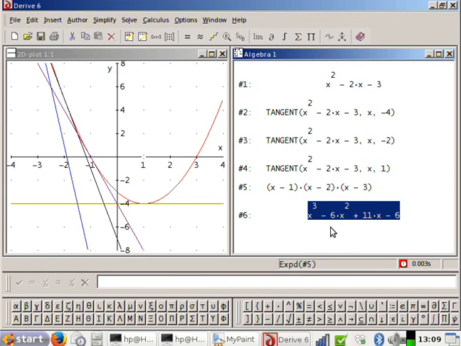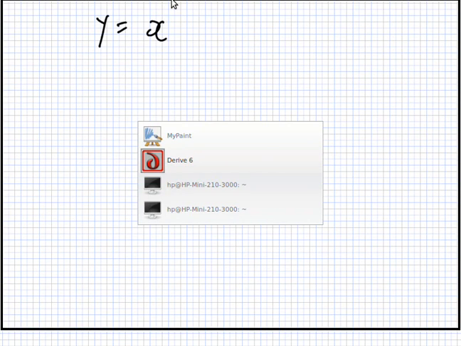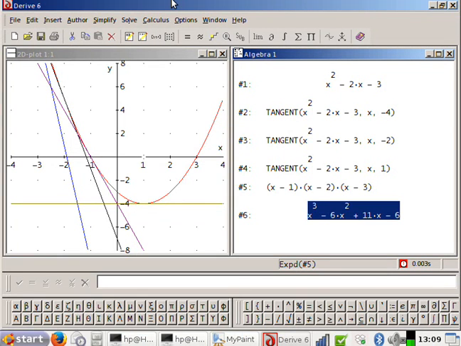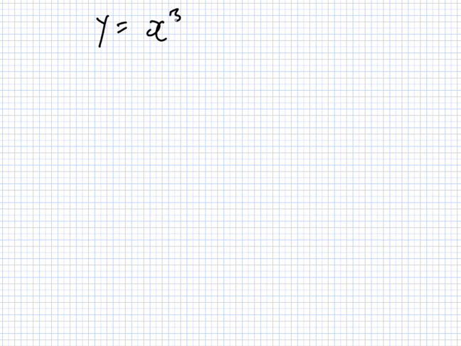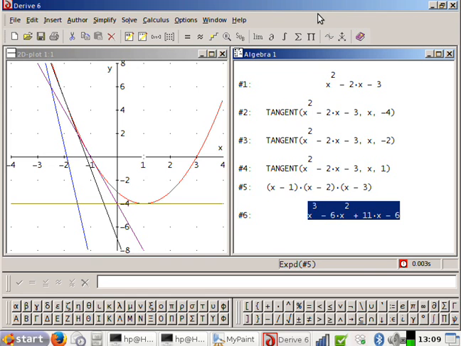All right. So here's my cubic. x cubed minus 6x squared plus 11x minus 6. So that's y equals x cubed minus 6x squared plus 11x minus 6. Is that it? Yeah, that's the one.